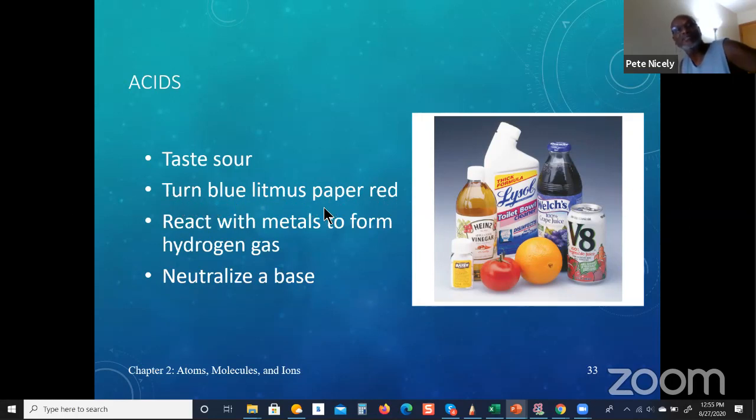So basically, if you want to test for the acidity of a substance, you take blue litmus paper and dip it in the acid and look at the color change, and you see the color changes from blue to red. Acids will react with some metals, the more active metals, to form hydrogen gas. And another property is that acids will neutralize a base. We call that an acid-base reaction or a neutralization reaction, all right? So these are the properties of acids.